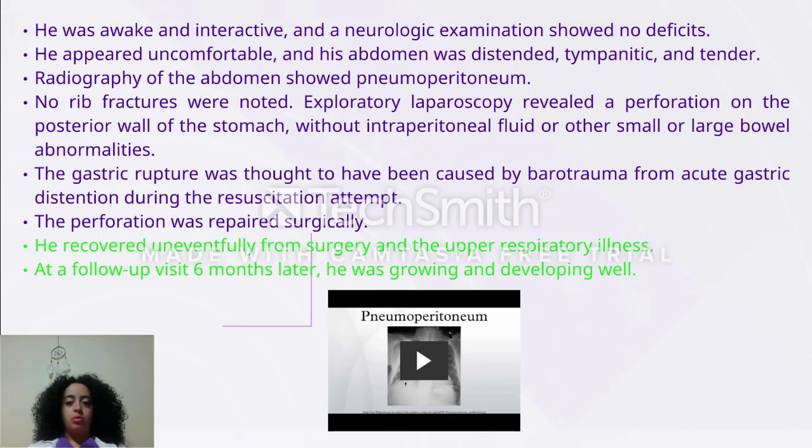Exploratory laparoscopy revealed a perforation on the posterior wall of the stomach, without intraperitoneal fluid or other small or large bowel abnormalities. The gastric rupture was thought to have been caused by barotrauma from acute gastric distension during the resuscitation attempt. The perforation was repaired surgically. He recovered eventually from surgery and the upper respiratory illness. At a follow-up visit 6 months later, he was growing and developing well. And we have a case right here.